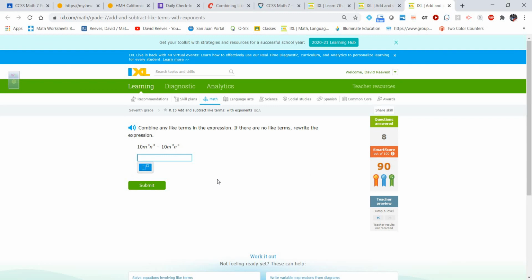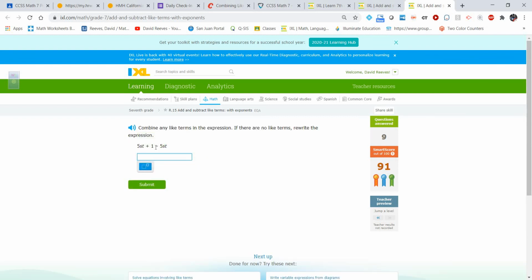We have, all right, they tried to make it harder, but remember what I said, the same variable or variables to the same power or powers. That's 10 of m to the third, n to the third. That's 10 m to the third, n to the third. These are exactly the same. What do you get when you subtract something from itself? You get 0. So they're like terms. I add the same amount, and I get 0 as my answer.